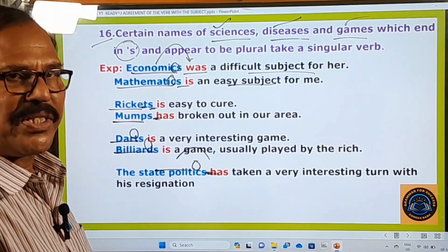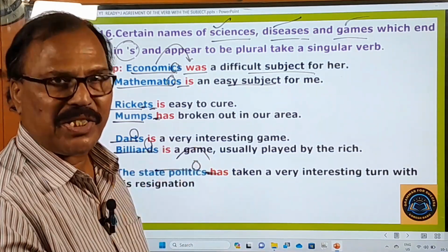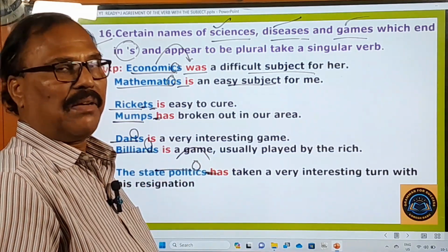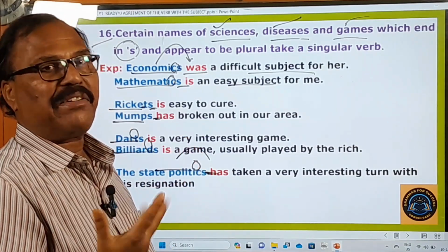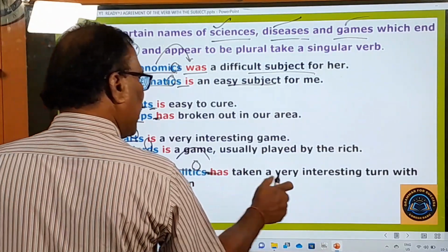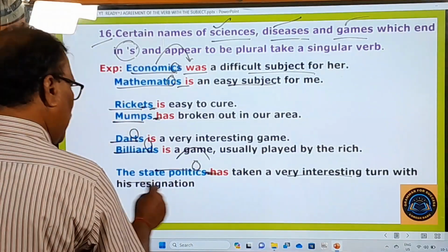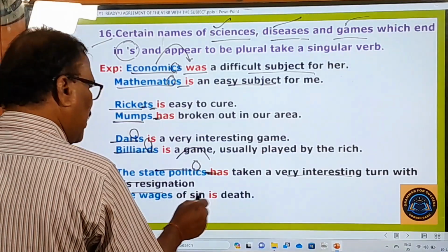Politics is very interesting. In Telangana, the state politics is very interesting. In our country, the politics has become very interesting. Right. And here the state politics has taken a very interesting turn with his resignation. And one more example I would like to give you here. The wages of sin is death.